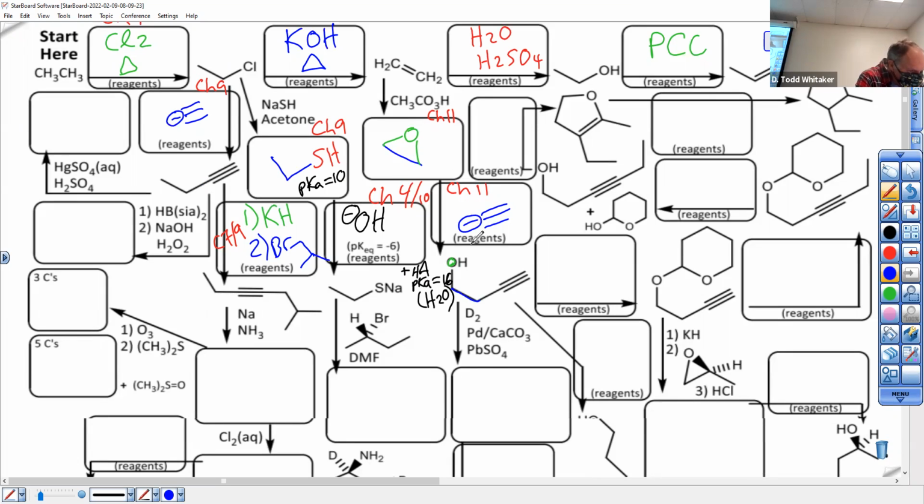Carrying on downwards, D2, Pd, calcium carbonate, PbSO4. That's a chapter 7 reaction, sorry. This combination here is called Lindlar catalyst. And it's good for making a syn addition of deuterium. It would be hydrogen if it was H2, but it's deuterium. The rest of the molecule did not change.